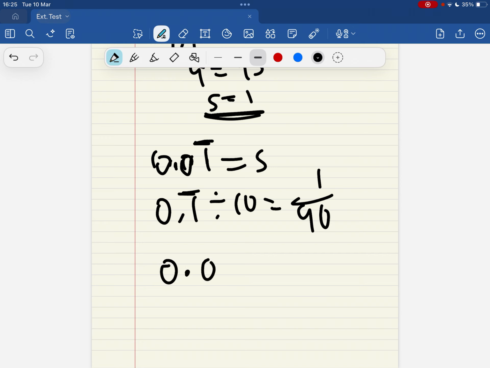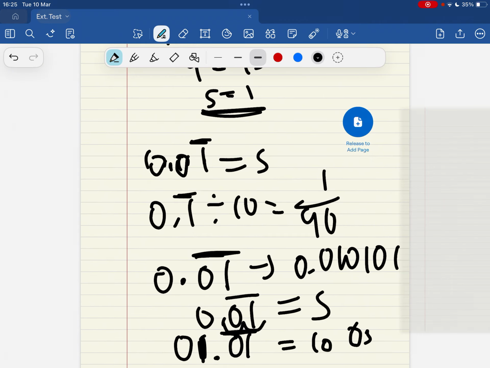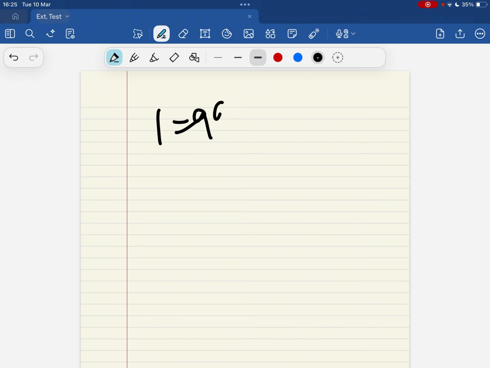What I was talking about is this 0.01, where these two are repeated. So that looks like 0.010101, etc. Let this number be s this time, okay? Multiplying both sides by 100, we have 1, right? Notice, 0.01 repeated is equal to 10s, 100s. And subtracting both of these, we get 1 is equal to 99s, and s is equal to 1 over 99. So this number is equal to 1 over 99.